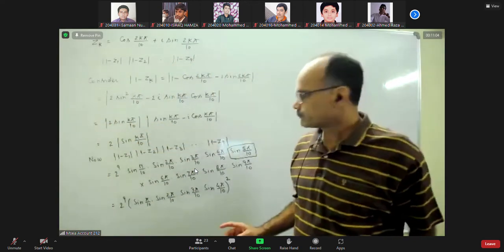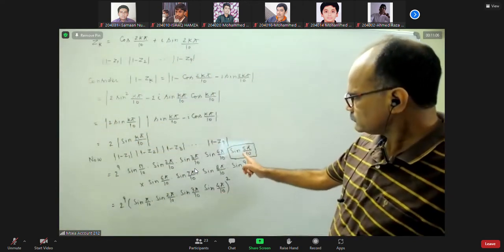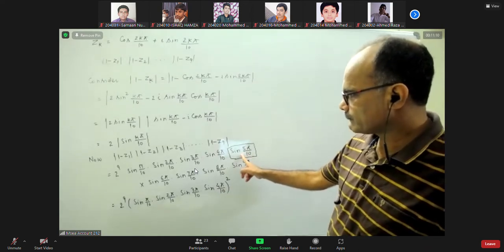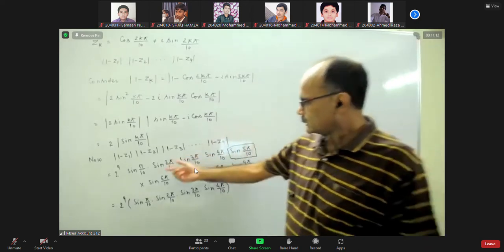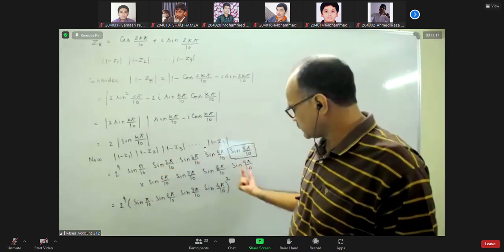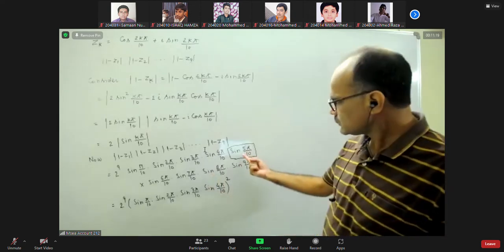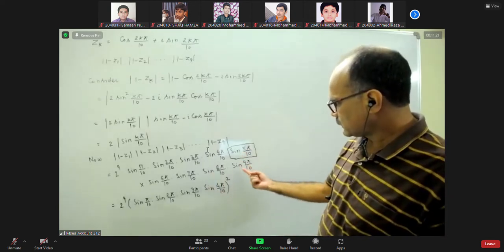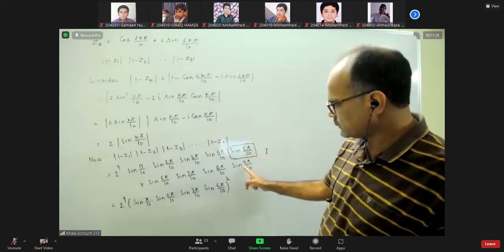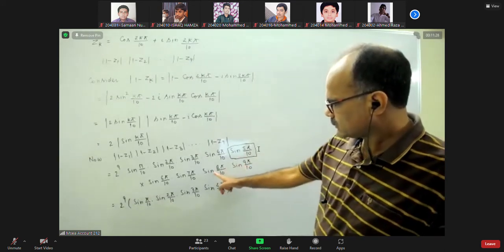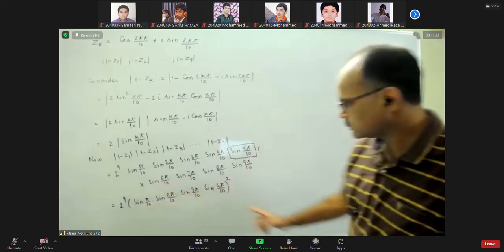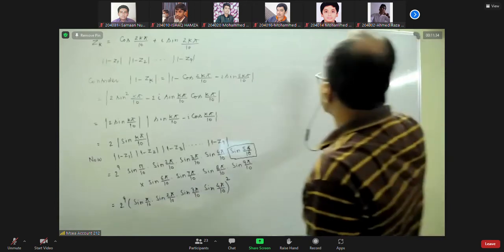Okay, got it? This is 1. The value of this term is 1. There won't be any more because the angle is in between 0 to pi. All the angles are in between 0 to pi. This is 1. Sine 9 pi by 10 is sine pi by 10. 9 pi by 10 is pi minus pi by 10. Sine 2 pi by 10, sine 3 pi by 10, sine 4 pi by 10. So, whole square. That equals.